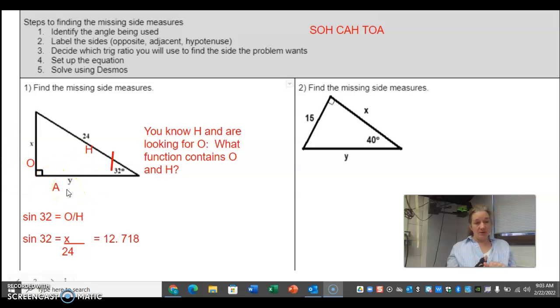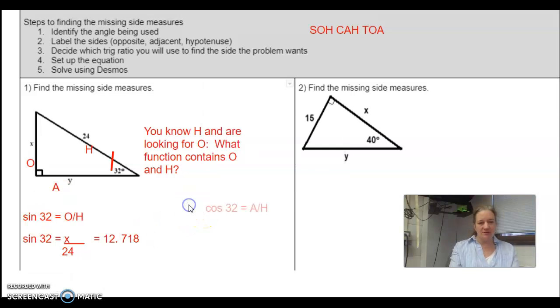Okay. Now I need to find y. So I found x, and I could go back and use the Pythagorean Theorem. Say 12.718 squared plus y squared equals 24 squared. I can do that, but we're just practicing the trig ratios today, okay? So at this point, you've got two different options. It's kind of cool. You can take different paths, right? It's like that, write your own story. I know that's exactly what you guys are thinking.